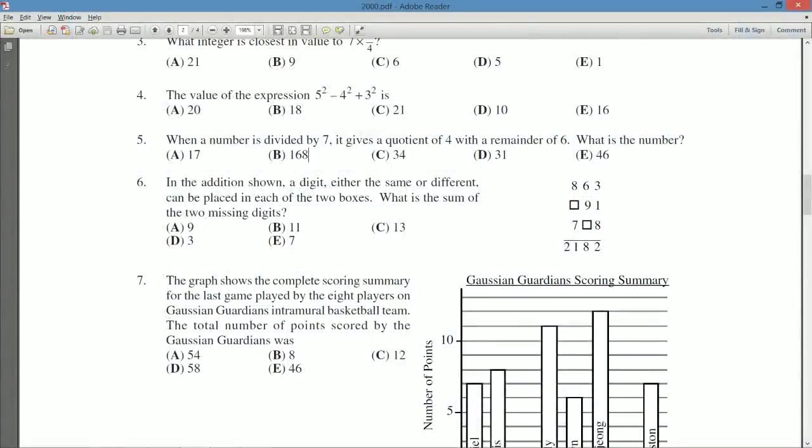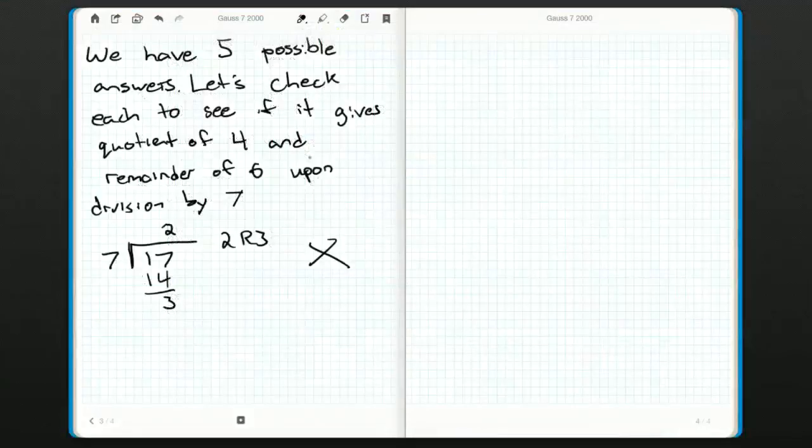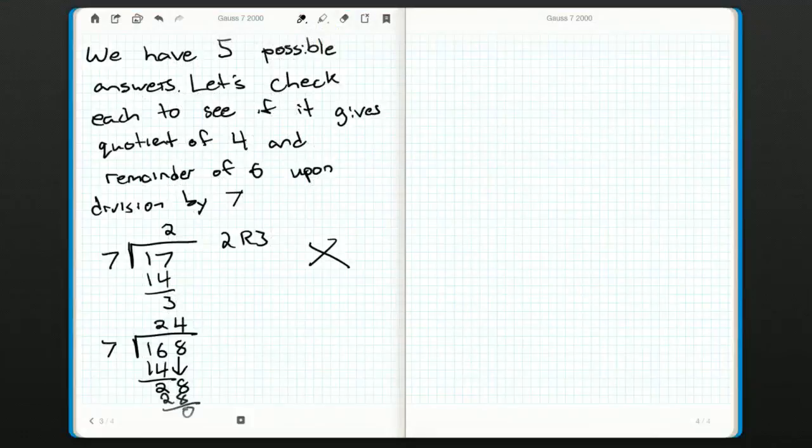No. The next number, I believe, was 168. Yeah, there it is, 168. So let's try 168. Does 7 go into 1? Absolutely not. How about 7 goes into 16? It goes in twice. We get 14, we get 2 here. We bring down the 8. How many times does 7 go into 28? 4 times. And we get no remainder. So with 24 with a remainder of 0, well, that's not 4 with a remainder of 6. No way.